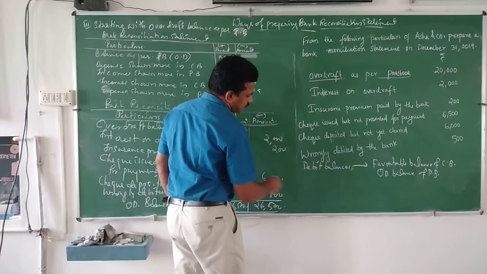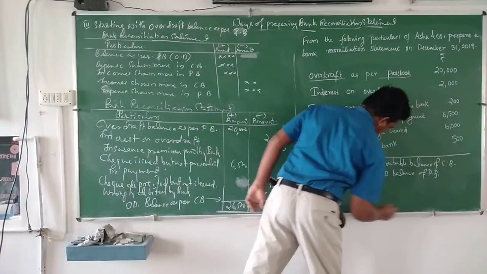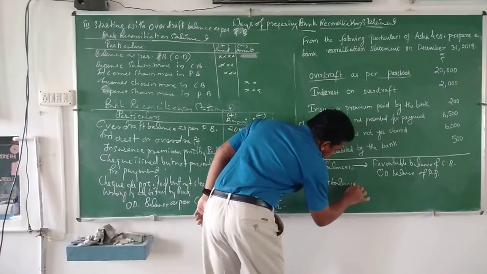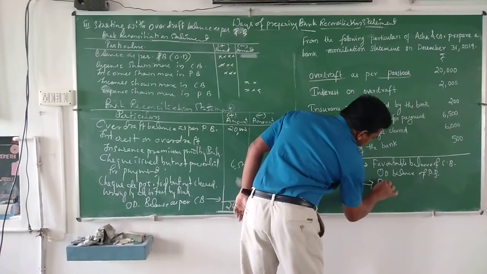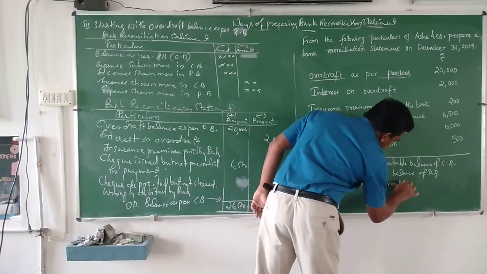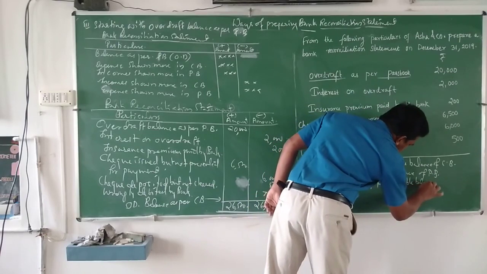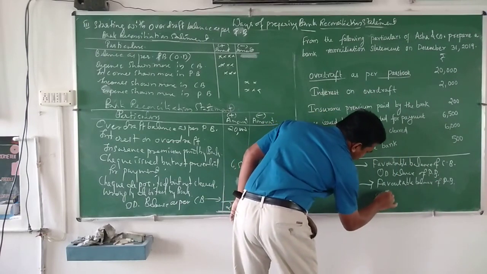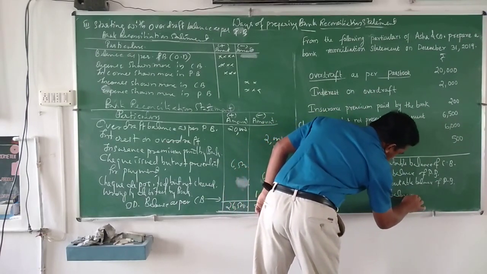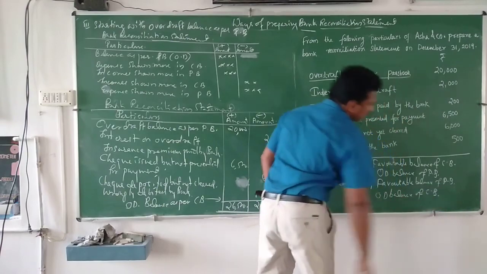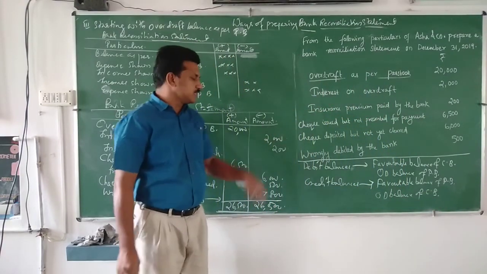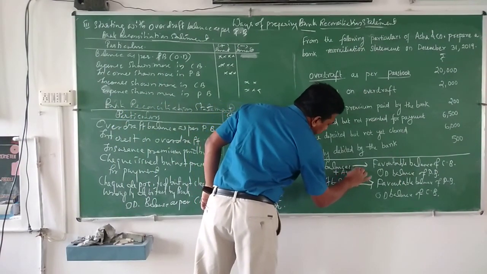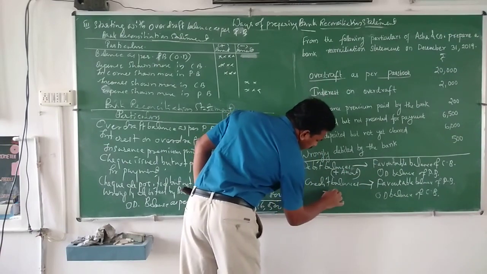Then which are the credit balances? Credit balances are favorable balance of passbook and overdraft balance of cash book. These are the credit balances. Debit balance can be shown in the plus amount column. This can be shown in the minus amount column.